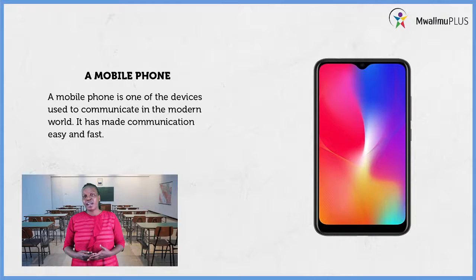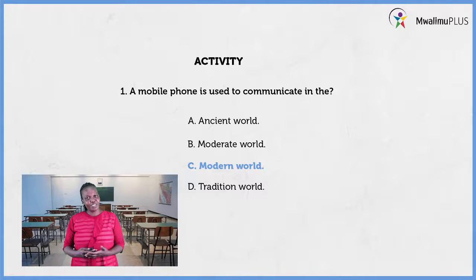Now, among the four choices, which one carries the answer? Very good. Choice C, modern world. A mobile phone is used to communicate in the modern world.